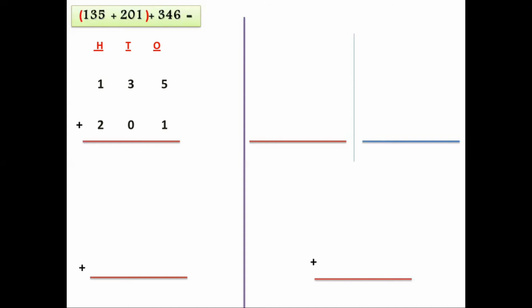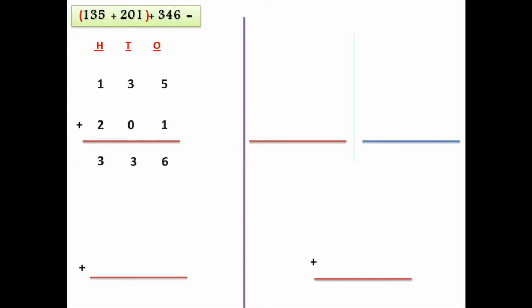To get the sum, we will start adding ones. 5 plus 1 equals 6. Let's move to tens digit. 3 plus 0 equals 3. And finally, let's move to hundreds digit. 1 plus 2 equals 3. So the sum of the first and second number is 336.